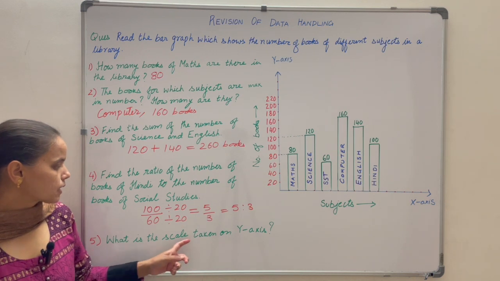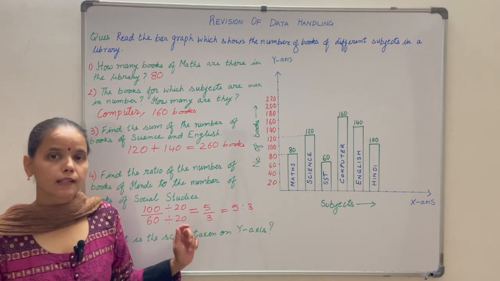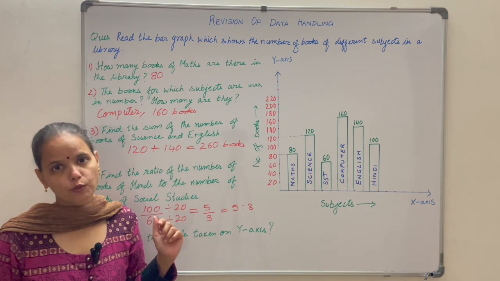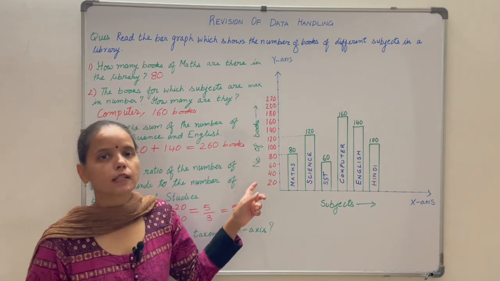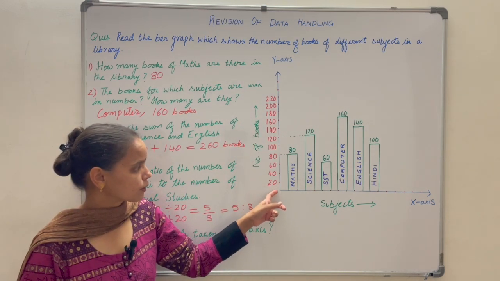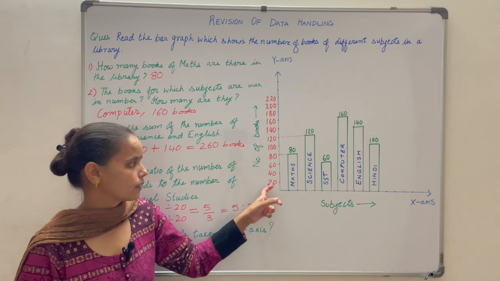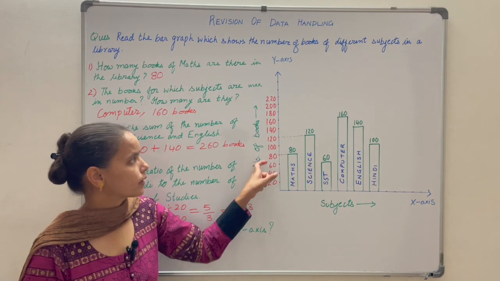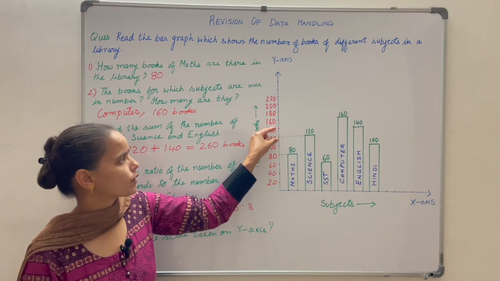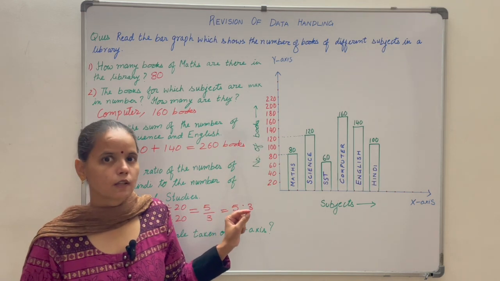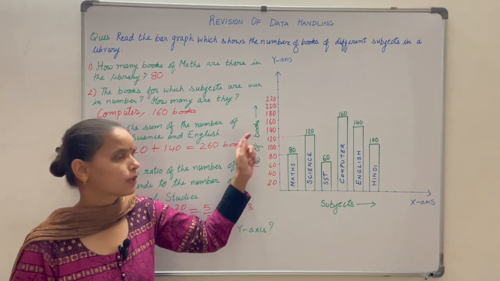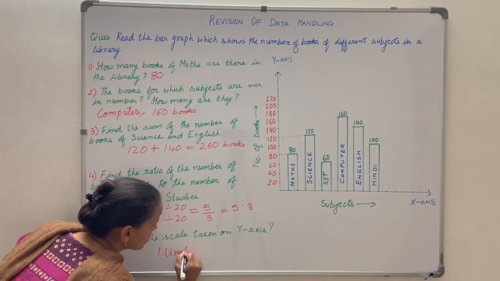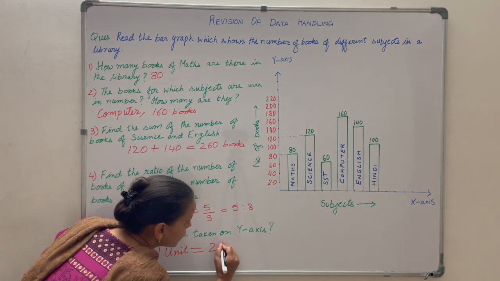Next, what is the scale taken on y-axis? Scale taken on y-axis means you have to find out on y-axis, how much is that 1 unit going to represent? So on y-axis, you are plotting number of books. So you can clearly see here 1 unit is showing 20. From 20 to 40, that is 1 unit. There also the number of books is 20. If you take 120 to 140, this is your 1 unit. The number of books is 20. So for 1 unit, how many books are there? 20 books. So scale on y-axis is 1 unit equals 20 books.